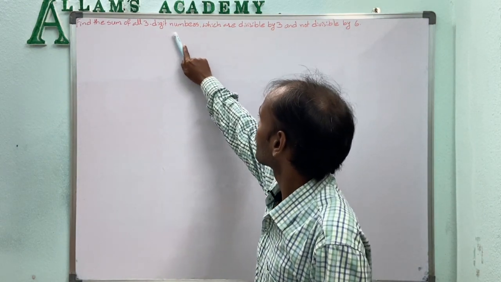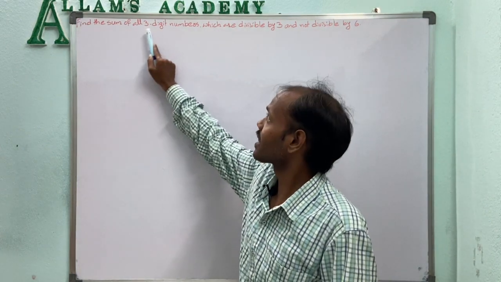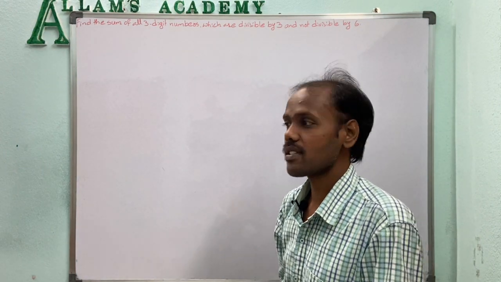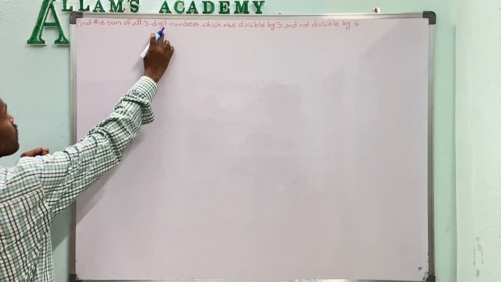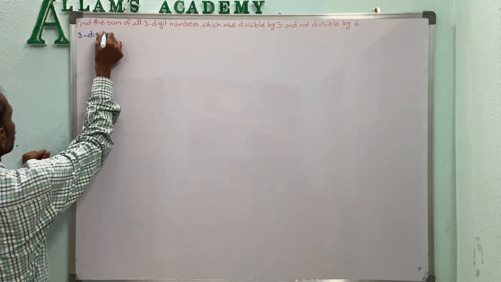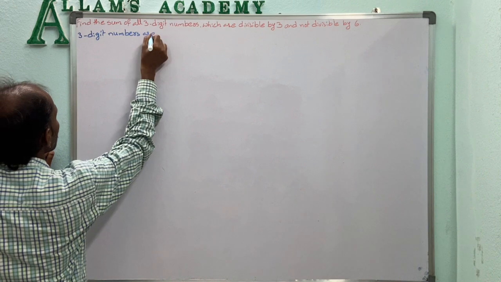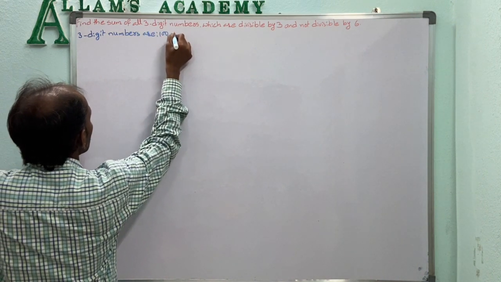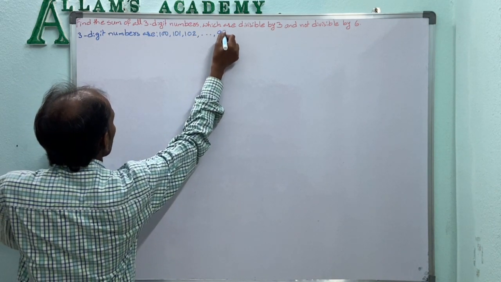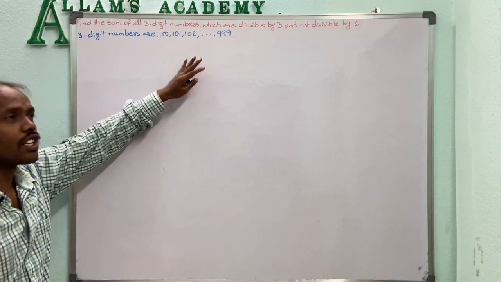Given problem: find the sum of all 3-digit numbers which are divisible by 3 and not divisible by 6. So we need the 3-digit numbers that are divisible by 3 but not divisible by 6, and their sum. That is the question asked. So first, observing the 3-digit numbers: 100, 101, 102, and so on up to 999. Now in that, we observe which numbers are divisible by 3.